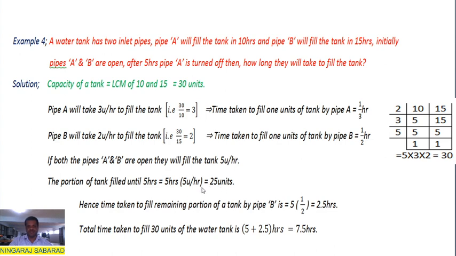5 into 5 is 25. So if both pipes are open until 5 hours, 25 units of the tank can be filled. Okay, I hope you understood this step. So let us see next.